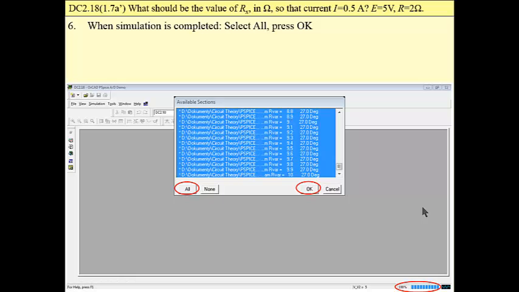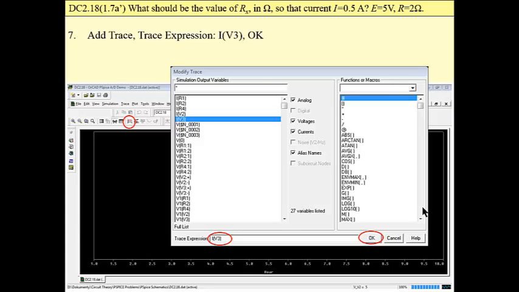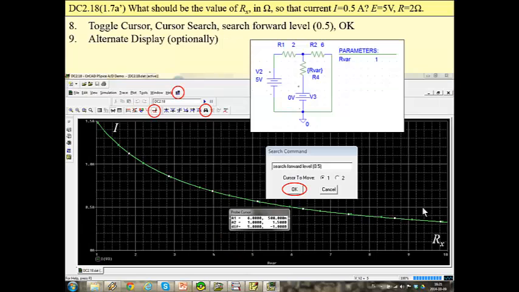Then, after simulation is completed, we obtain this window, available selections, and obviously we select all resistances. Then we have to select a trace. Our trace is the current of voltage source V3, and we have this trace shown here. So this is the current that flows through the resistance that we are looking for as a function of resistance.